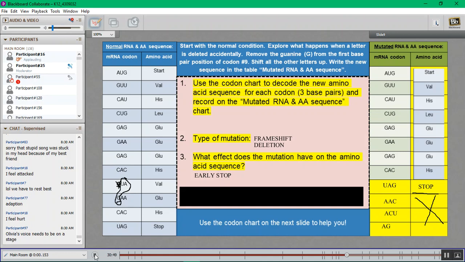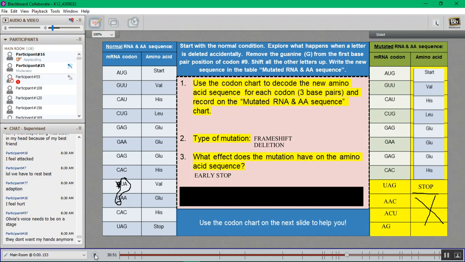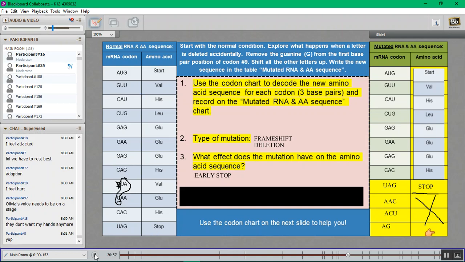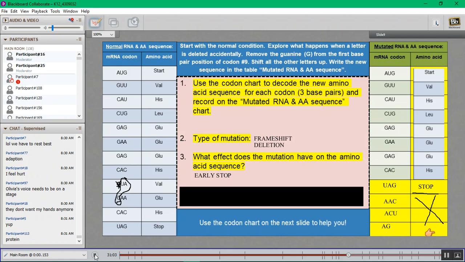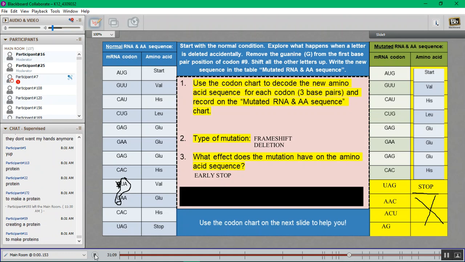Good. Okay, so we have an early stop codon. What does that change from this to this? Think about it. What is the whole point of stringing these amino acids together? Go ahead, Sovereign. To make a protein, so if there's an early stop codon, the protein can't be made.